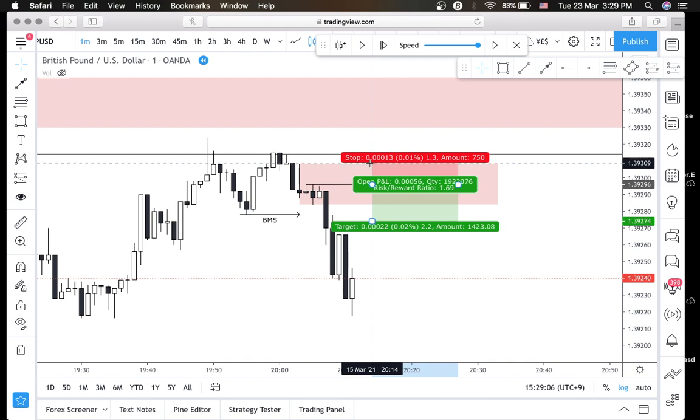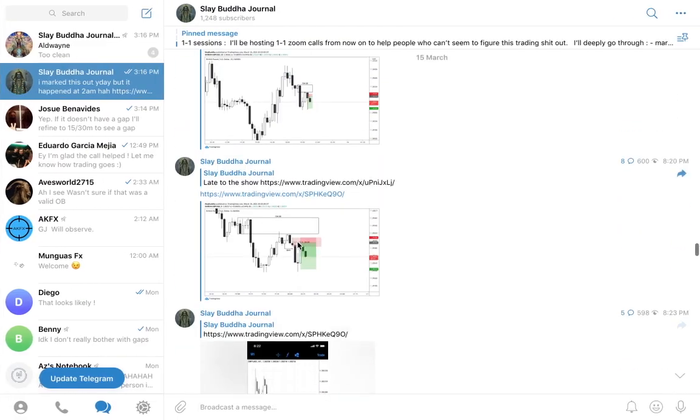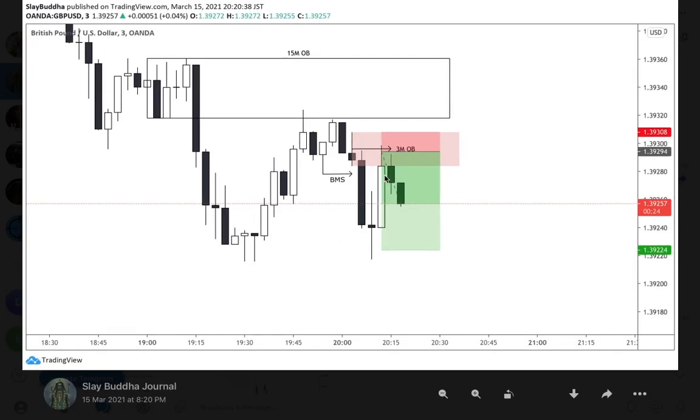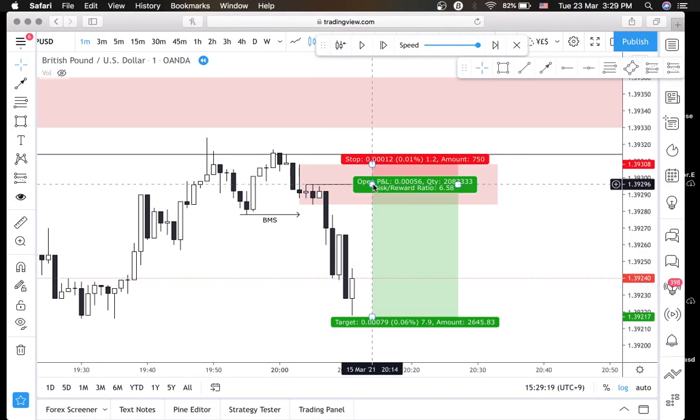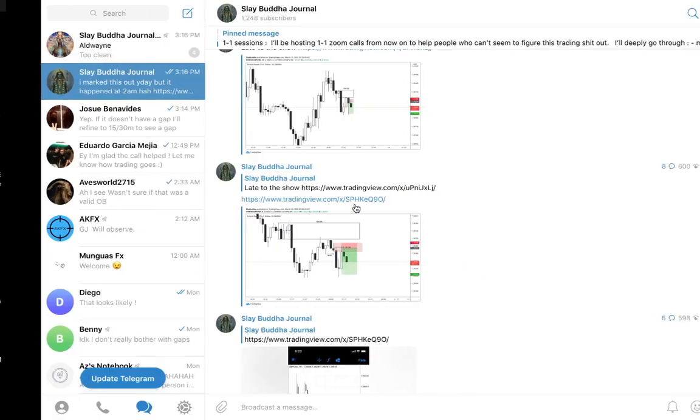My stop loss was 1.5 pips. I think I entered a bit higher. Let me check the exact place I entered at. So as you can see here, 1.39294. So yeah, I entered around there, right?